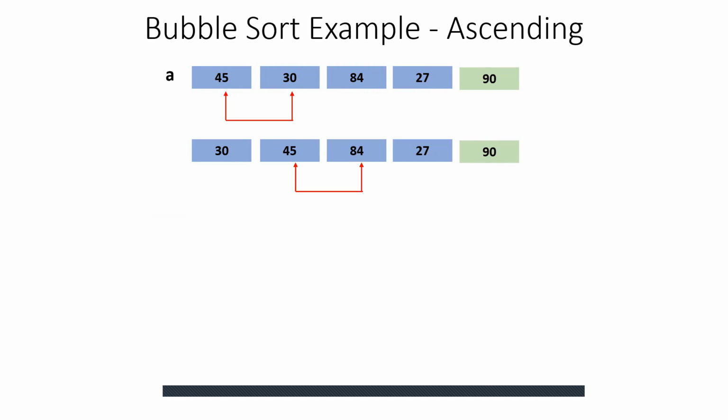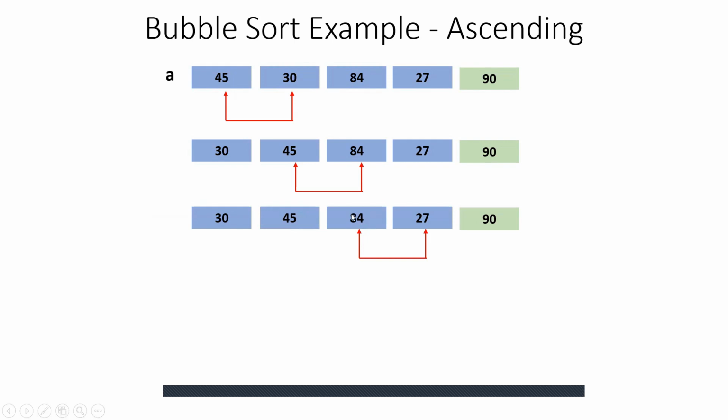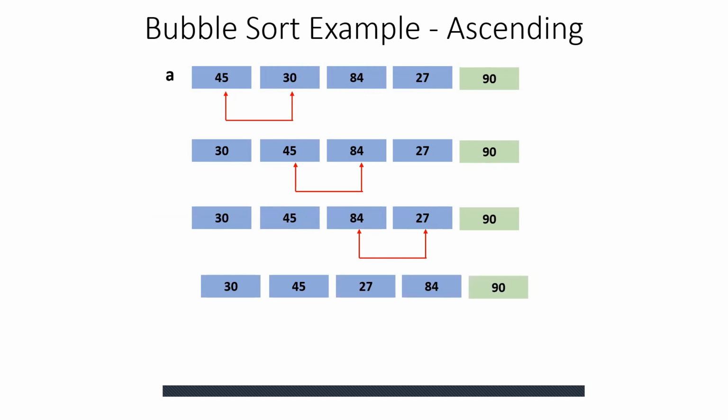We now compare 45 with 84. They are in the correct place. So the array remains as it is. We don't do anything. Third, we have to compare whatever is at index 2 at this point, which is 84 with 27. Are they in the correct position? No, they're not in the correct position. So I will swap 27 and 84. 90 remains as it is.